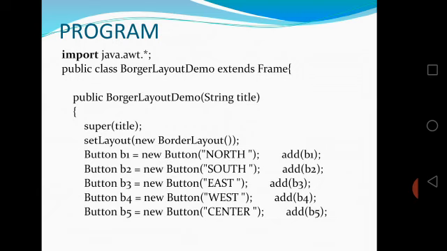In the previous program we used new FlowLayout. In this program we are using new BorderLayout. Every time you create controls, you have to add them using the add method. So we are adding the buttons B1, B2, B3, B4, B5 using the add method.